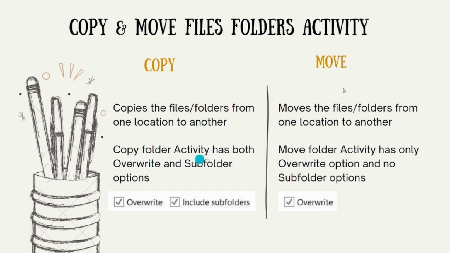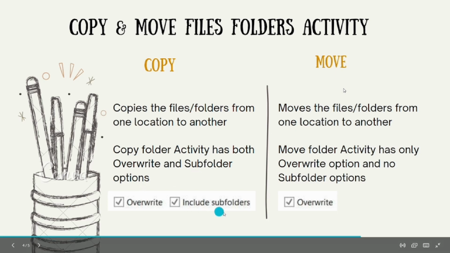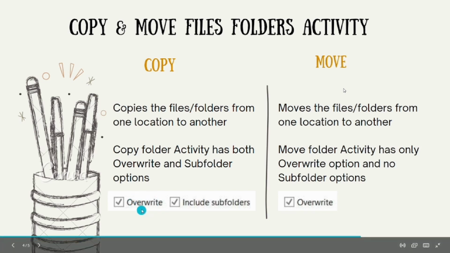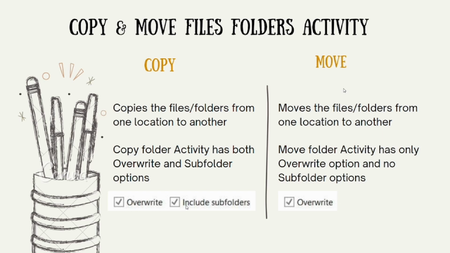So the copy folder activity has both overwrite and subfolder options. Which means that if the folder or file is already present in the destination location, then it will rewrite or overwrite the same files. And while copying also, if the folder has subfolders, then the subfolders and the files within the subfolders will be copied into the destination location.